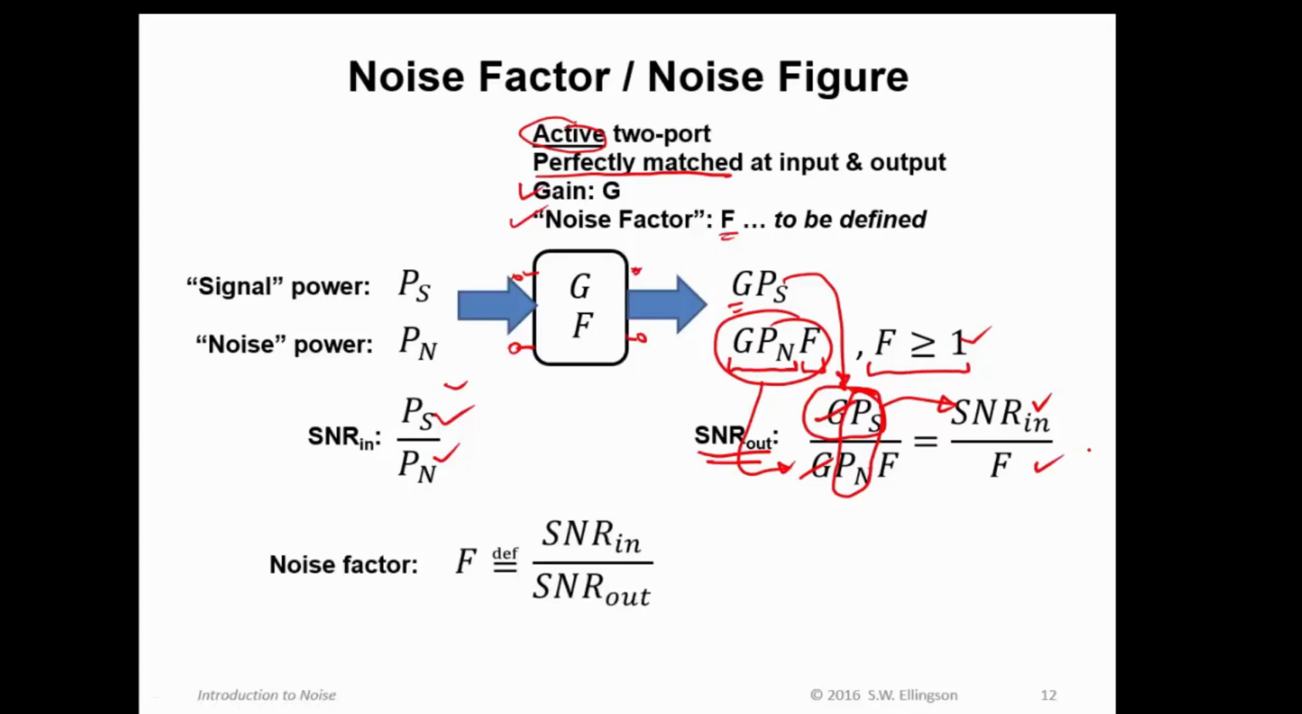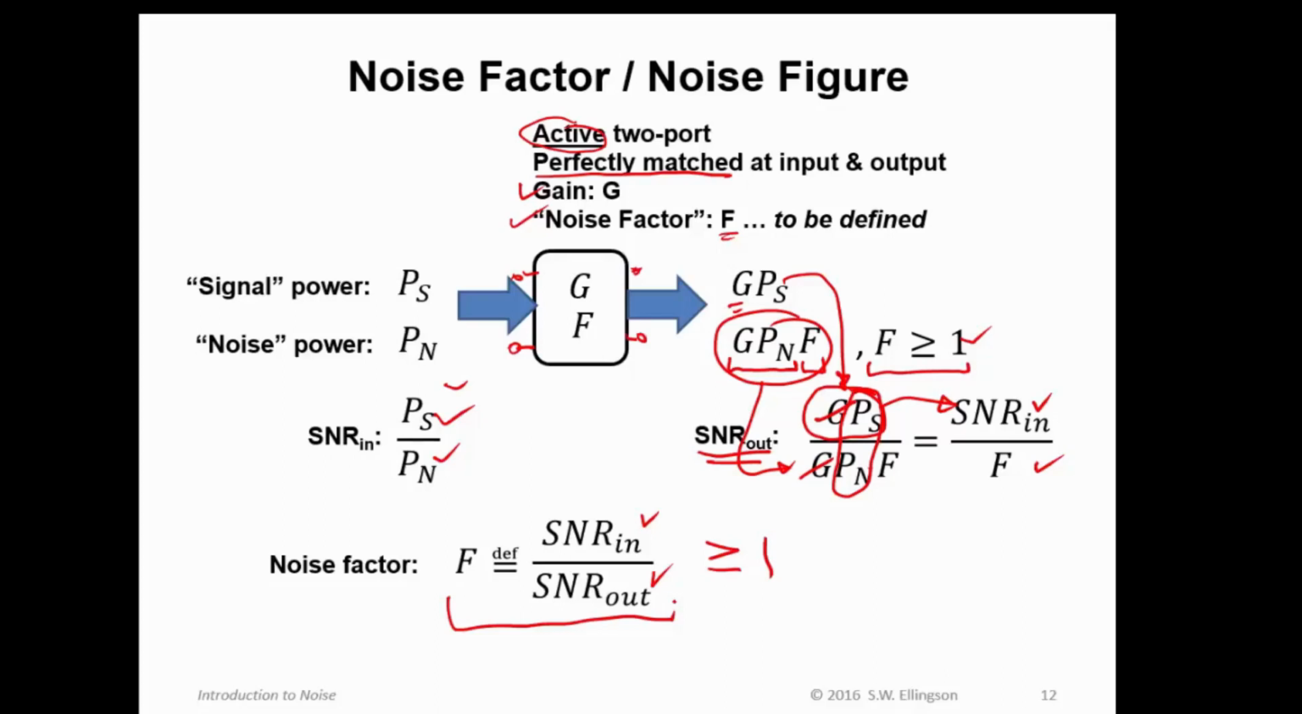Said differently, F, the noise factor, is the ratio of the signal noise ratio at the input to the signal noise ratio at the output. And this is always greater than or equal to 1 because devices can only degrade signal to noise ratio. They can't improve it. So the definition is actually on the bottom here. It's the ratio of the signal noise ratio at the input to the signal noise ratio at the output. And we call that F.